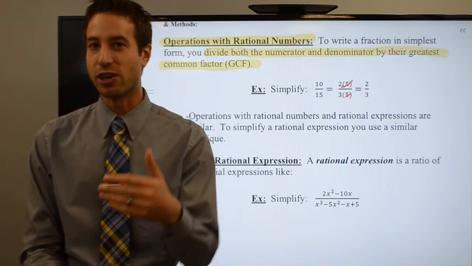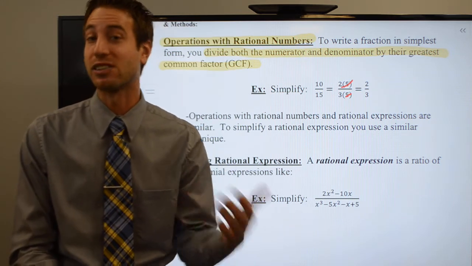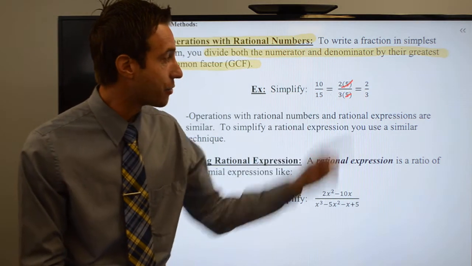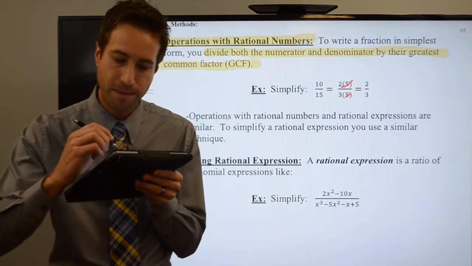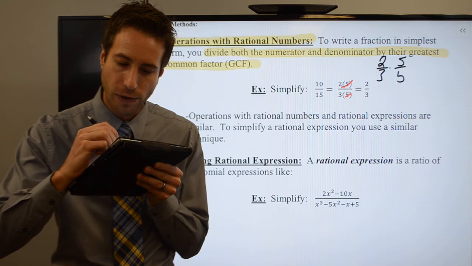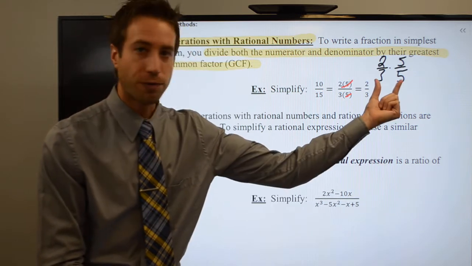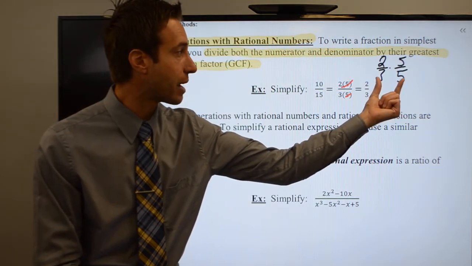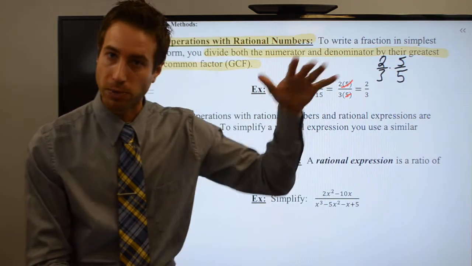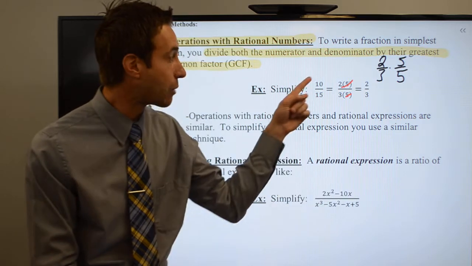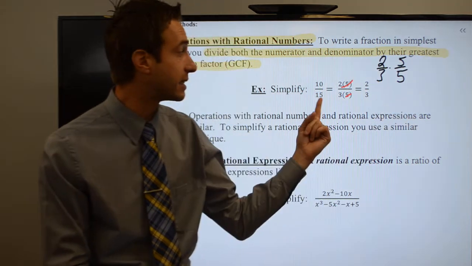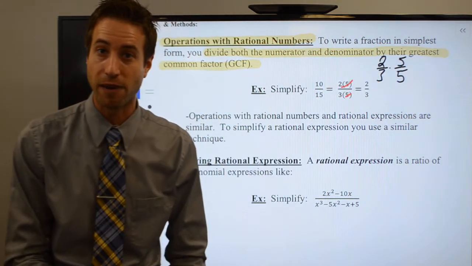But I want to make sure you understand what actually is happening here as far as the algebra goes. What's really happening is 2 times 5 and 3 times 5 can be rewritten as 2/3 times 5 over 5, right? The product of these two fractions. Whenever you multiply fractions together, 2 times 5 is 10, 3 times 5 is 15. You multiply the numerators, multiply the denominators, and I get right back to 10/15. So this is just another way of rewriting 10/15 where I've pulled out a GCF of 5.